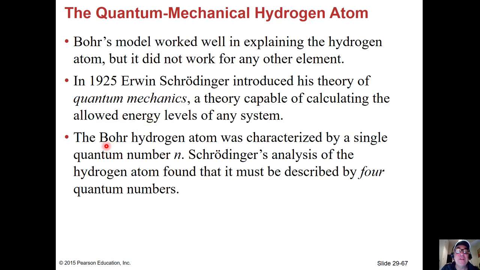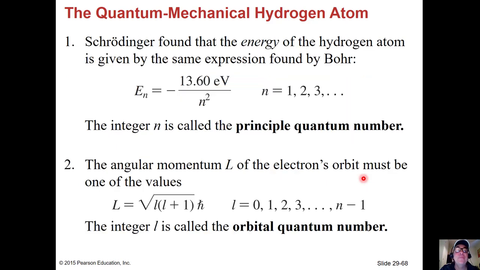So the Bohr hydrogen atom was characterized by a single quantum number, n. Schrödinger's analysis of the hydrogen atom found that it must actually be described by 4 quantum numbers. So n's a good place to start. We're going to have another one called little l that describes angular momentum, and then you'll see there's a couple of magnetic quantum numbers too. And in just a minute, you'll see how this is related to chemistry, how different shells fill up in hydrogen.